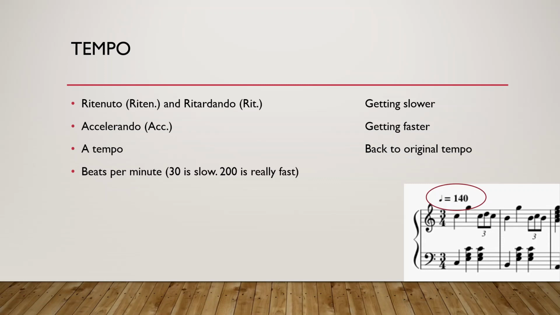So when you see in a piece ritenuto to a tempo, it just means you get a bit slower at the end of the sentence and then go back to that original tempo. And that's how we can notate it. Ritenuto, ritardando, getting slower, accelerando, getting faster, and a tempo, back to the original tempo. And these are how you can write them in a shorter way: rit or ritard, and accel.